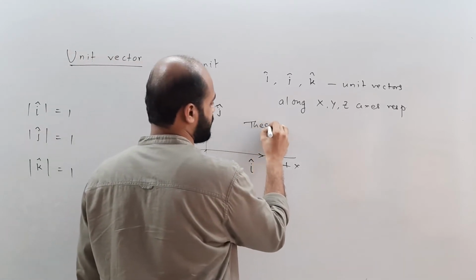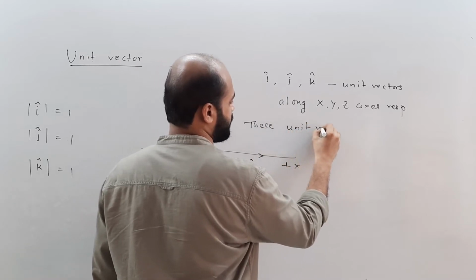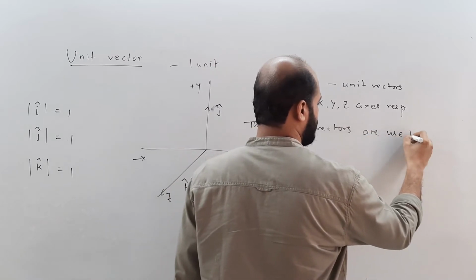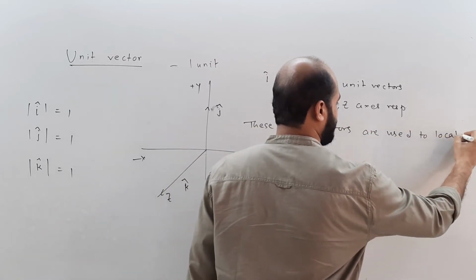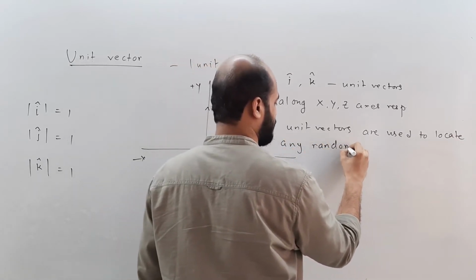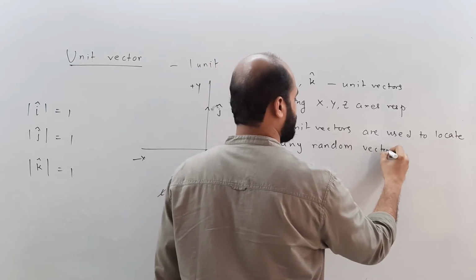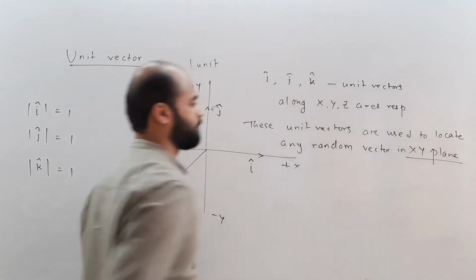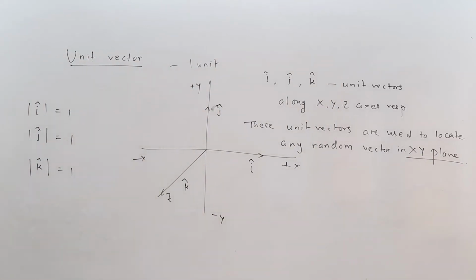These unit vectors are used to locate any random vector in the xy plane. Let us see how. You can pause the video at this point and write down the notes.